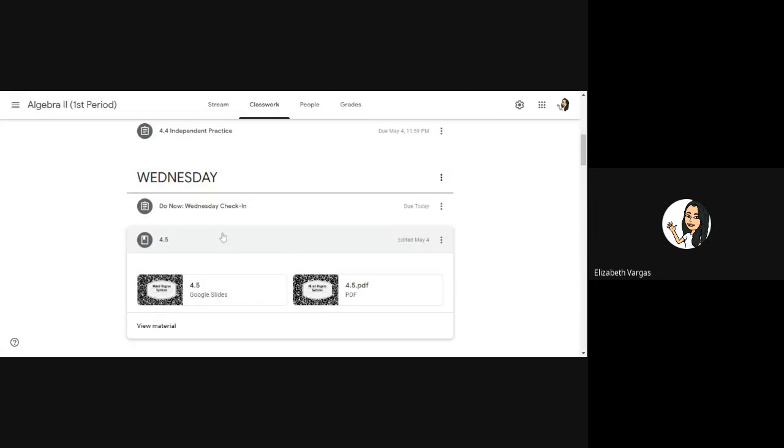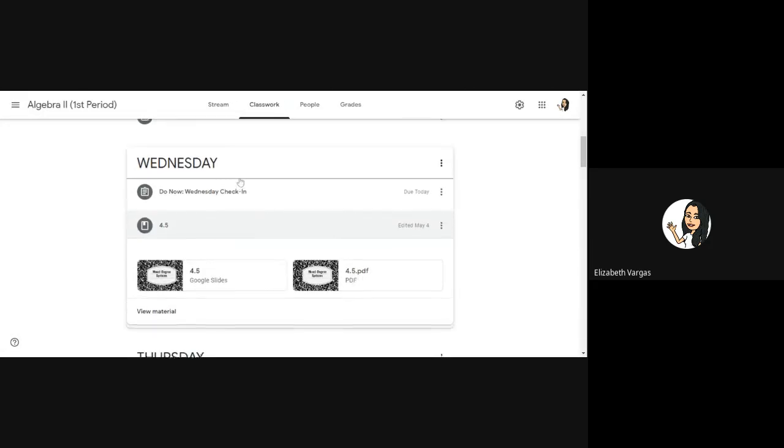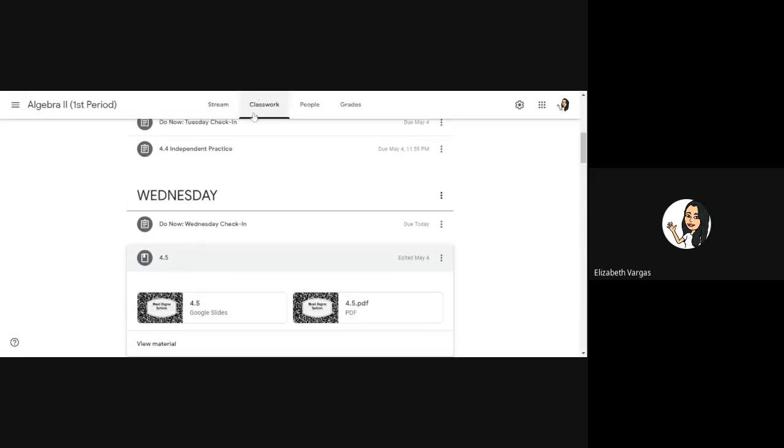Okay. And if you wanted to access this to see how to do it algebraically, it is available for you under the classwork tab under Wednesday and then 4.5. Okay. But for the purpose of this class, it's easier to do it graphically. Okay. Questions? Okay. Let me go back to sharing. And we are almost done.